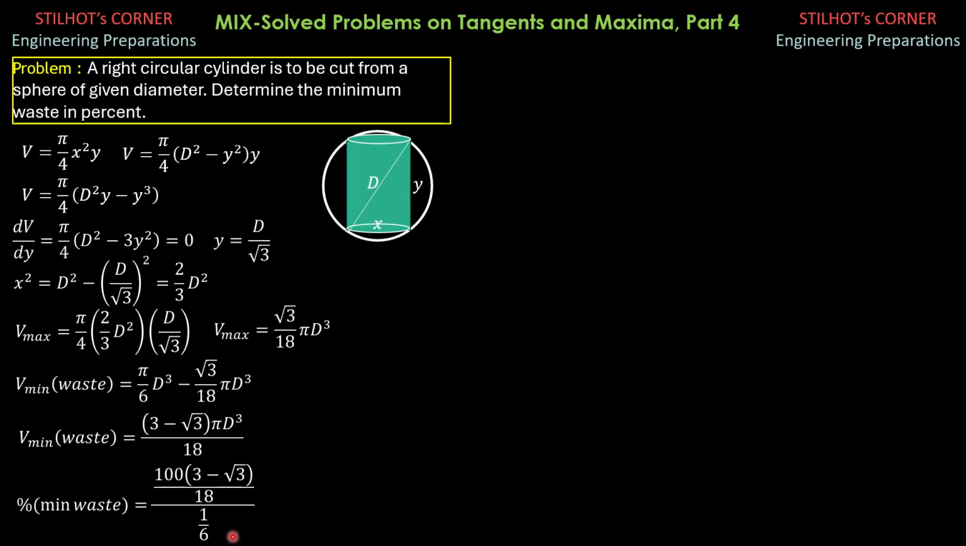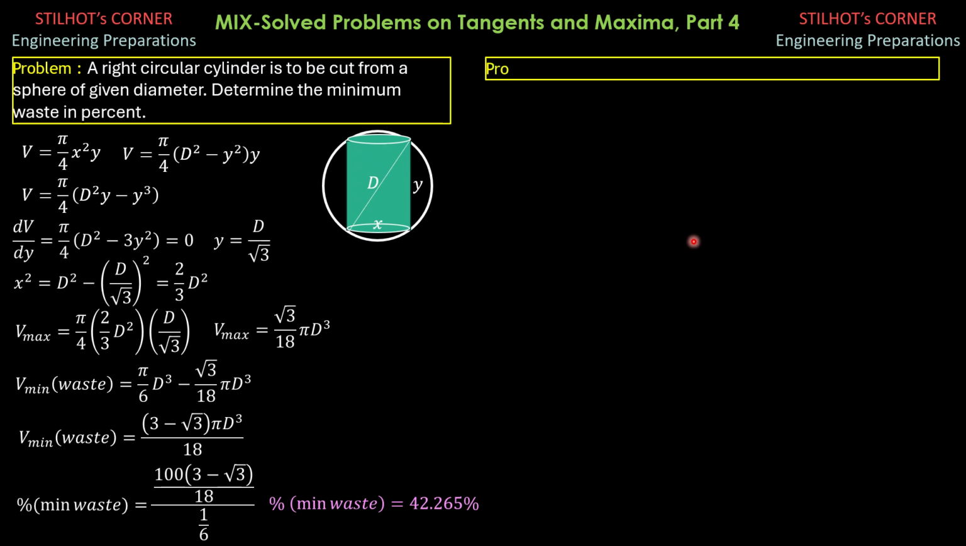So in decimal form, the percent minimum waste is equal to 42.6265%, and this value is not found in the choices in the quiz, so the answer is E. Next problem.